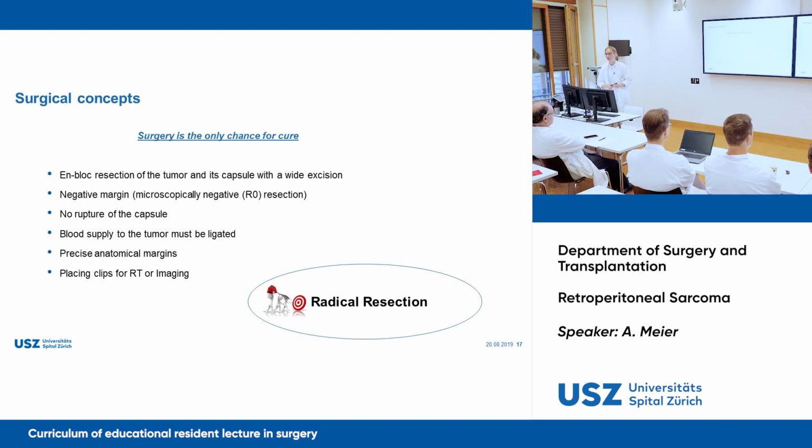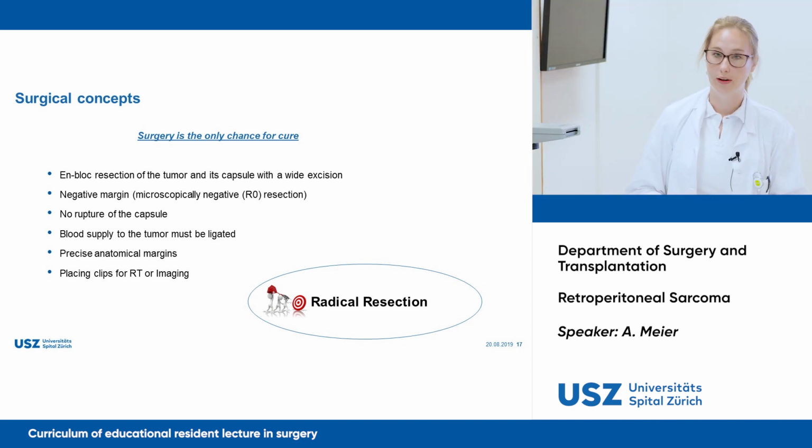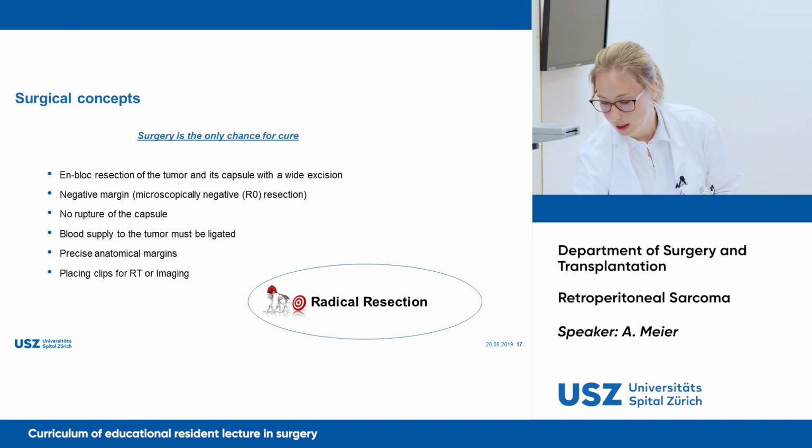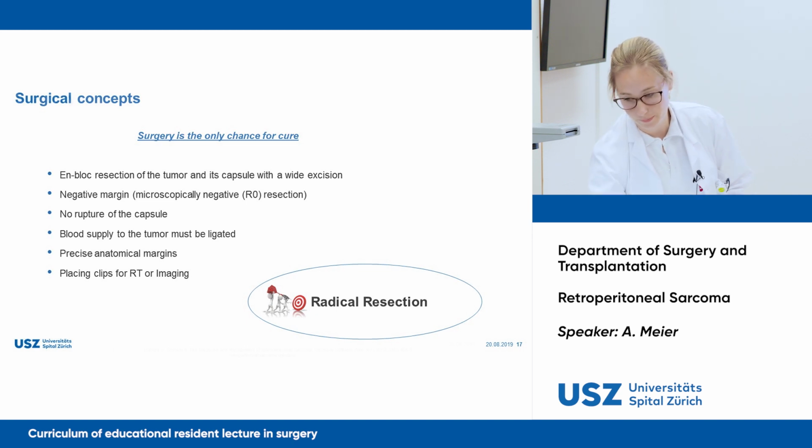Surgical concept: surgery is at this time the only chance to cure. So we have to get an en-bloc resection with the capsule and the full tumor. We have to get a negative margin microscopically. If possible, no rupture of the capsule. We have to ligate all the blood supply and define precise anatomic margins if possible. And sometimes we place clips for radiotherapy or for imaging follow-up. Because the aim is the radical resection, this is the way we can cure the patient.